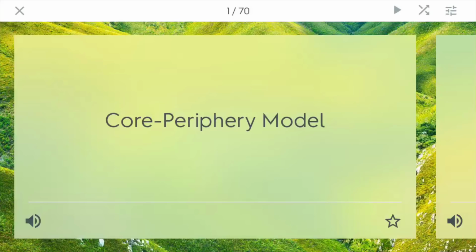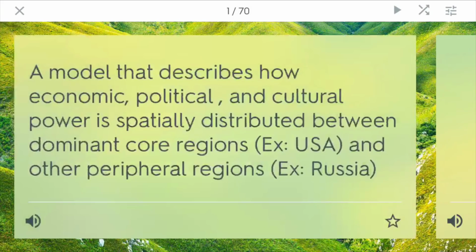The core periphery model is a model that tries to explain the economic, political, and social power that's spatially distributed across the world. So it's split between dominant core regions around the world and peripheral regions, which generally have less than these dominant regions.